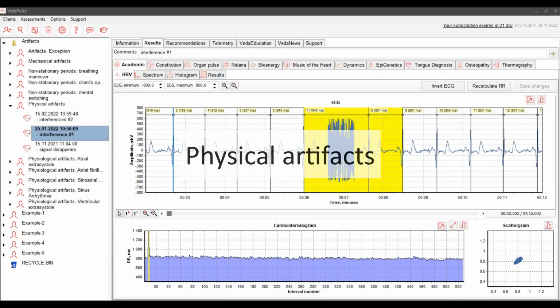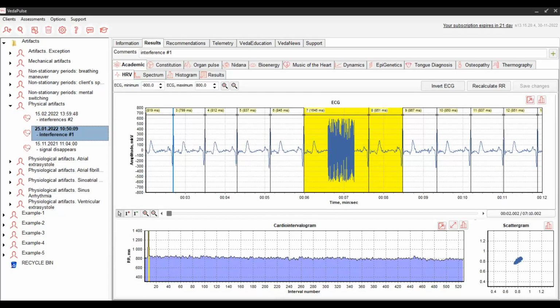Physical artifacts. VedaPulse is a sensitive device. This causes the appearance of various kinds of interference on the ECG. To clear the recording from interference, move the mouse over the interval where the interference is observed, right-click on it and select Remove RR Interval from Analysis.